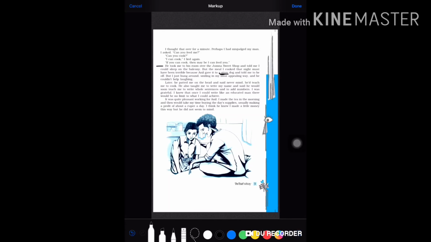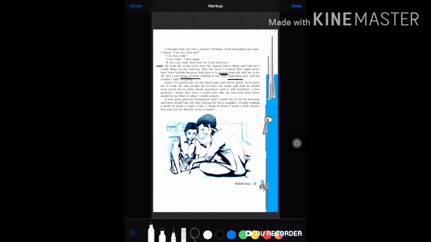What do you mean by stray dog? Stray dog, the dog who just runs here and there, who does not have his honor, right? Street dog, you can see. He gave it to a stray dog and told me to be off. He just shooed me off, go away. But I just hung around. Hung around? What do you mean by hung around? I just did not leave his side. I remained with him, smiling in my most appealing way. Again, this word comes, appealing means attractive.